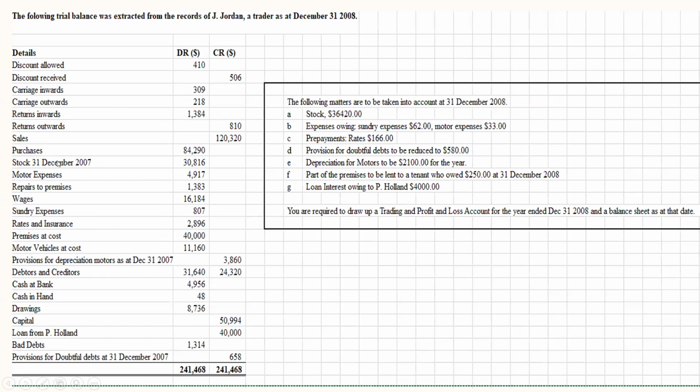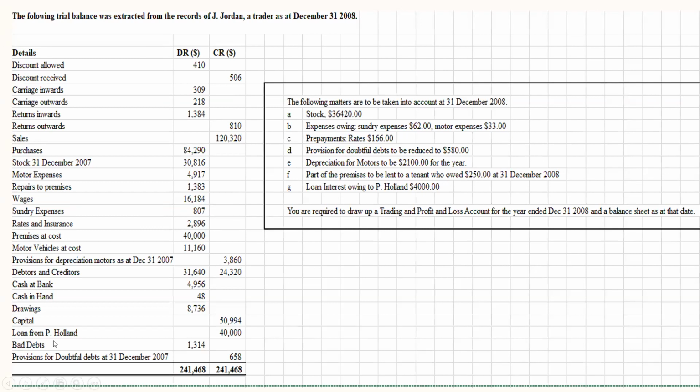And with motor expenses, where are you? It's in the trial balance, and accruals is $33. Then we need to know that we have to add that $33 to our motor expense. All right. Prepayments. We had just one prepayment, which is rates.